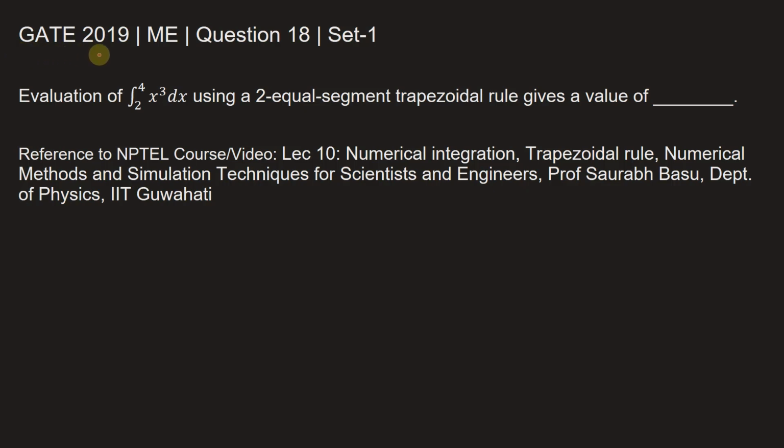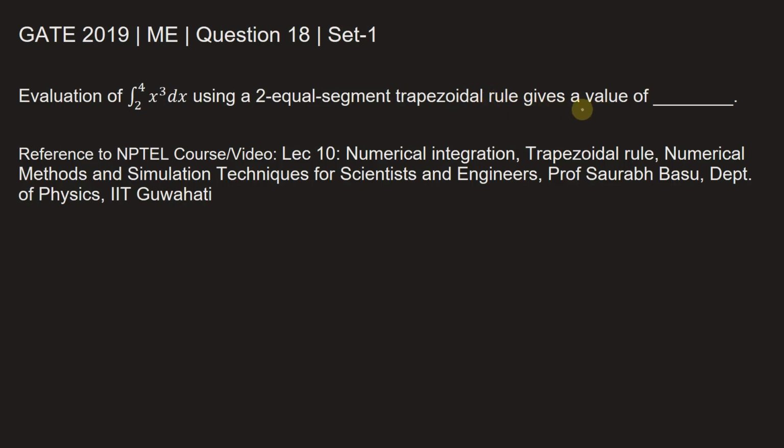This question is from GATE Mechanical Engineering of 2019. This is question number 18 of set 1. The question is: evaluation of the integral from 2 to 4 of x cube dx using a 2 equal segment trapezoidal rule gives a value of. So we need to do the numerical integration of the given function x cube from 2 to 4 using the trapezoidal rule.